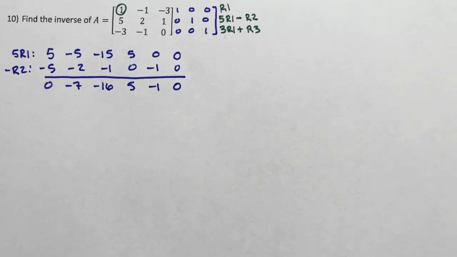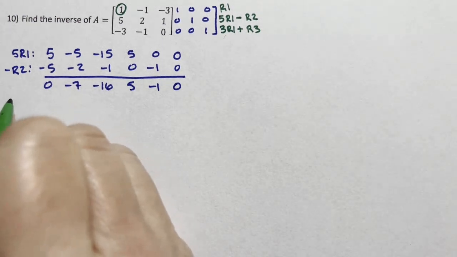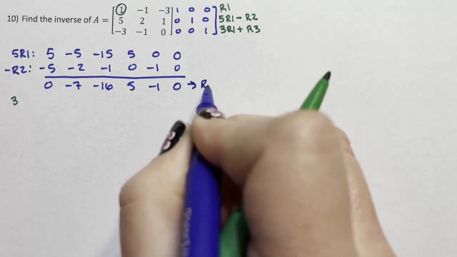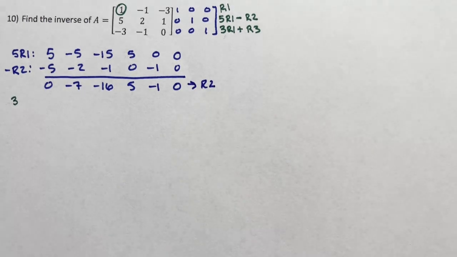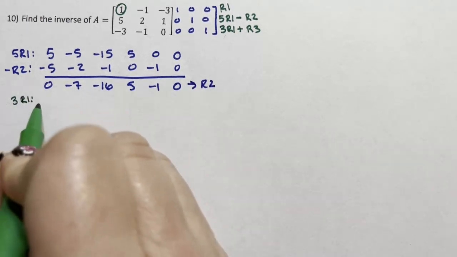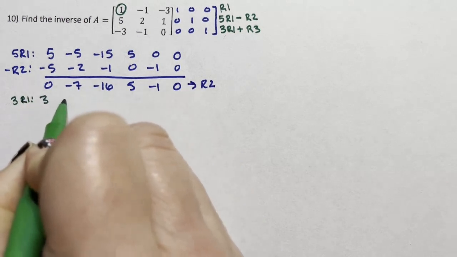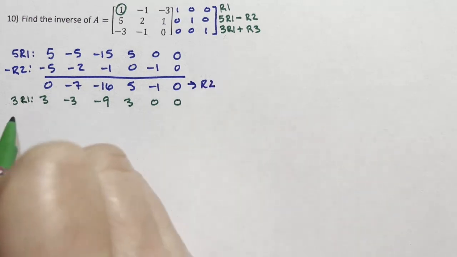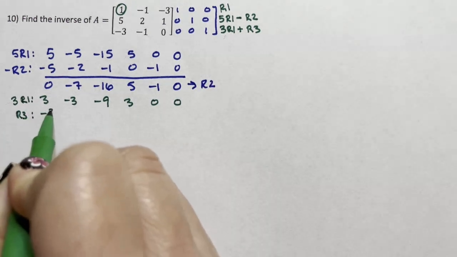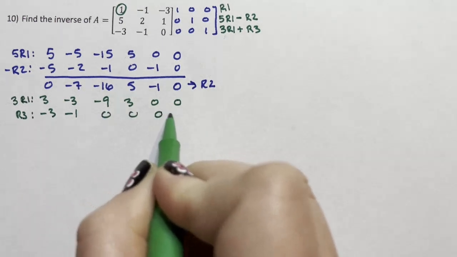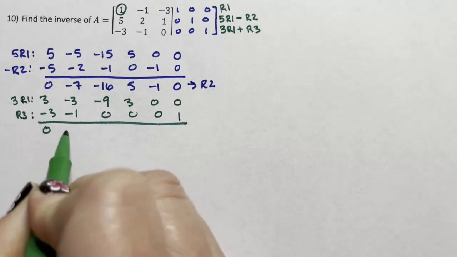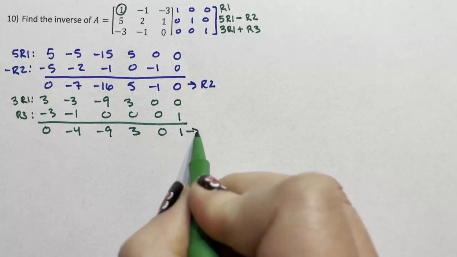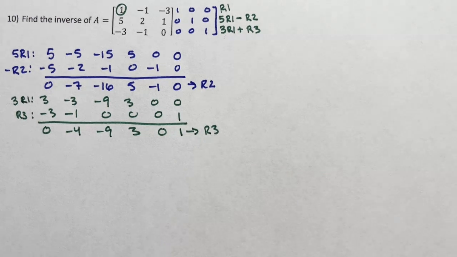And then the next mapping, I have 3 times row 1, 3, -3, -9, 3, 0, 0, and row 3, -3, -1, 0, 0, 0, 1, 0, -4, -9, 3, 0, 1. And this is going into row 3.